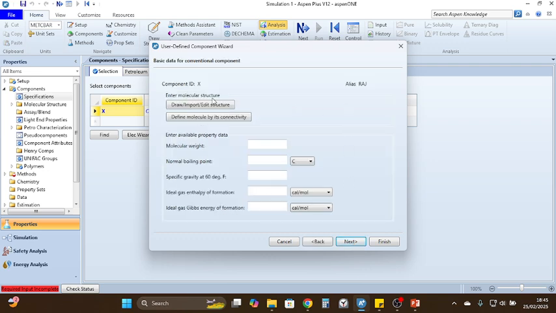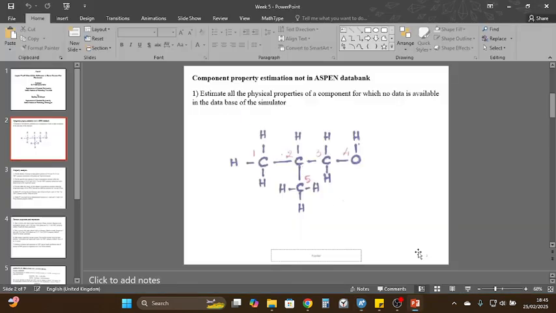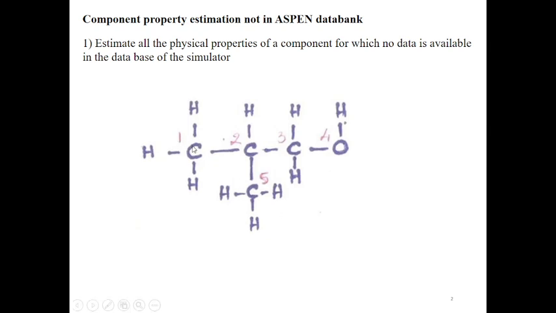There are two ways you can do it. One is to draw, import or edit the structure, or we define it by its connectivity. If we have to define a molecule by its connectivity, what we usually do is, as you can see on the screen, number the carbon atoms 1, 2, 3, 4 and 5, and note the non-hydrogen atoms that they are linked to, that is oxygen. So 1, 2 and 3 are carbon atoms, 4 is an oxygen atom, and 5 is also a carbon atom.